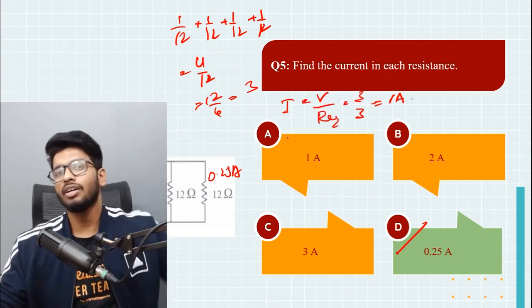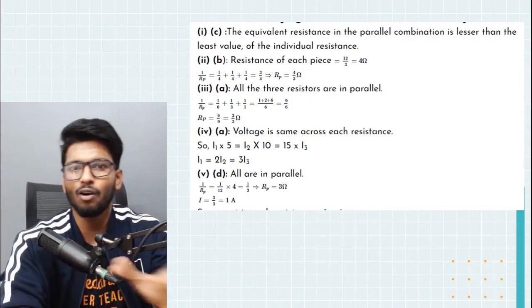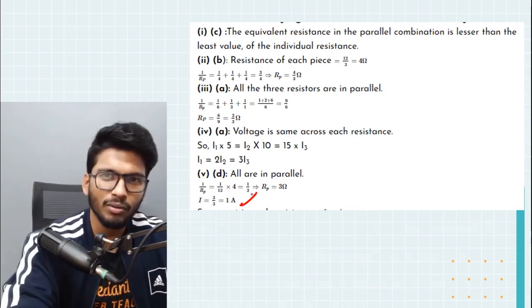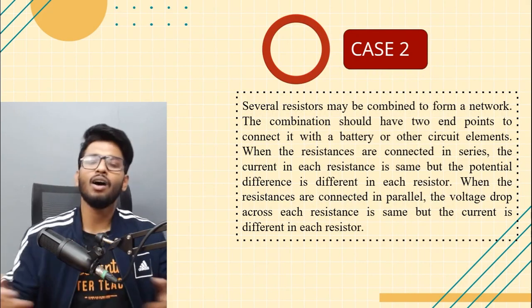But if you talk about the individual resistance, again, 0.25 amperes. I know I took a lot of time to explain it, but I hope that you clearly understand why they've written it as 1 ampere over here. The question is very ambiguous. So I'm going to go with the 0.25 amperes as the right answer over here. All right. Next question, guys.